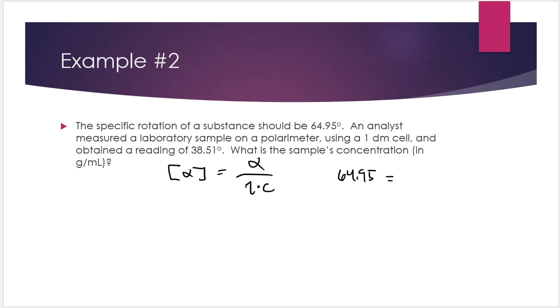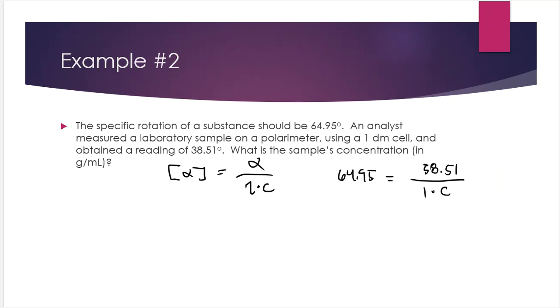An analyst measured a lab sample on a polarimeter using a 1 decimeter cell. Well, that's the length, so a 1 is going to go down there at the bottom. And obtained a reading of 38.51. That is the laboratory reading. That is what I observed, what I obtained when this sample was run. So that is alpha that goes on top.